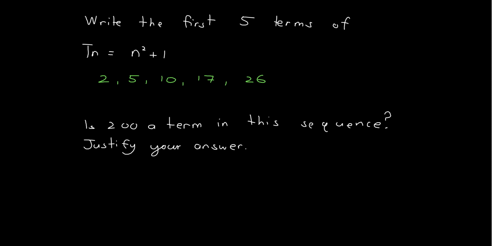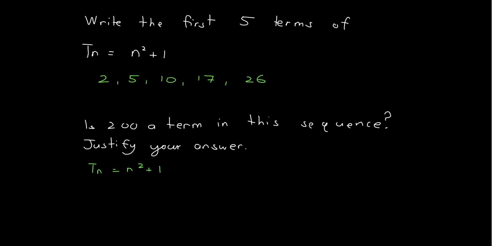One way you could do it is write out all of these until you get up to 200 and then see if you get it or not. But there's actually a proper way to do it. So we've got the formula, and our formula is t of n equals n squared plus 1. Now if 200's a term in this, we know that it's going to be at a particular location. It's going to be in location 1 or 2 or 27. It obviously won't be in locations 1 and 2.